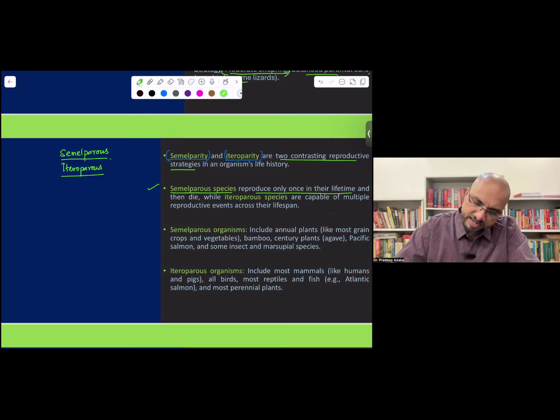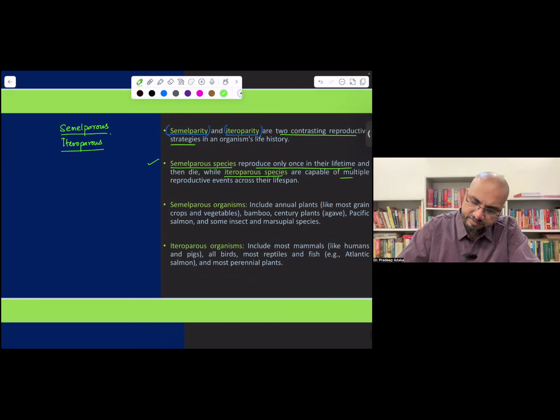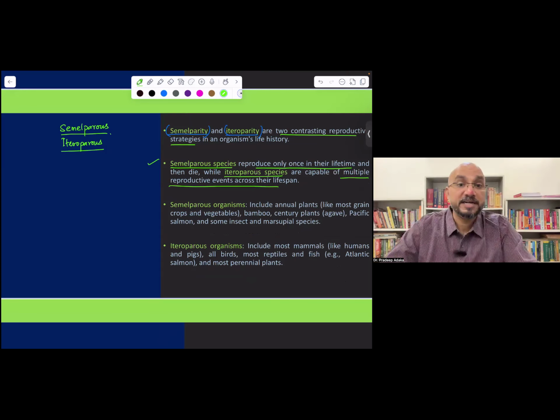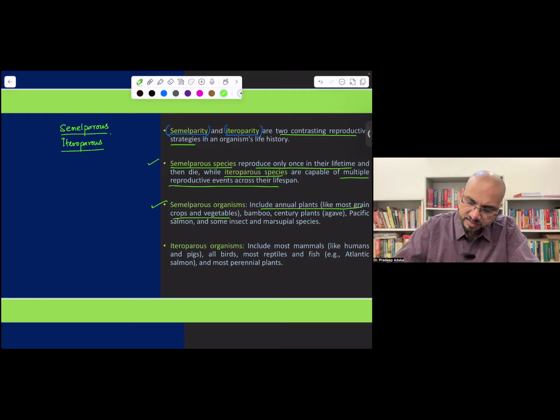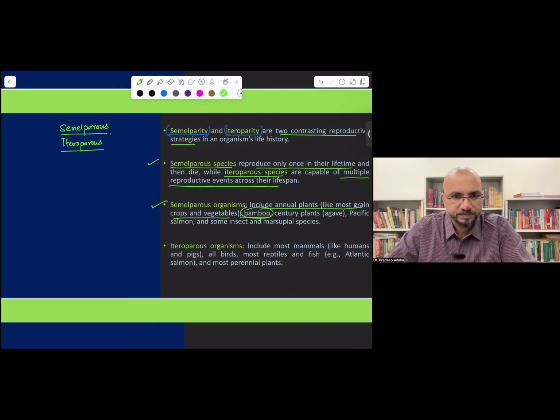Then we have iteroparous species. They are capable of multiple reproductive events across their lifespan. They reproduce multiple times. Examples of semelparous organisms include annual and biennial plants, like most grains, crops and vegetables. Bamboo reproduces only once, after a long period of time. Then century plants, that is Agave americana, the plant from which tequila is produced. Then Pacific salmon reproduces and dies after that.